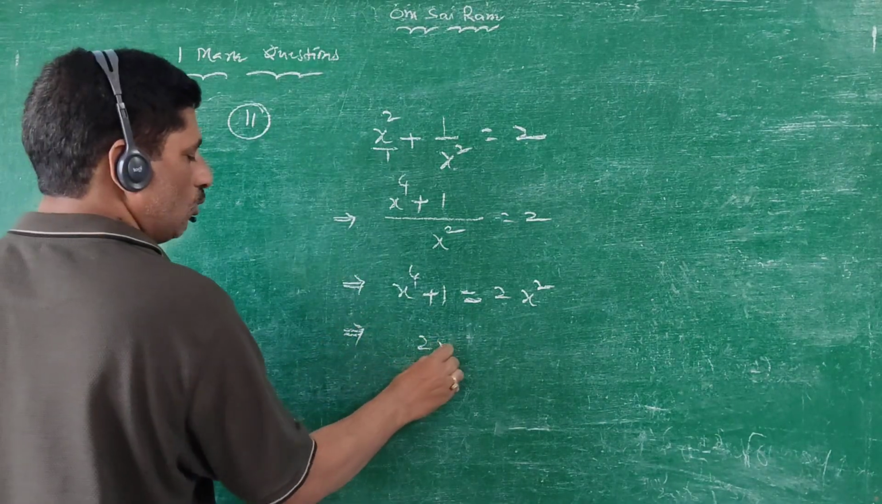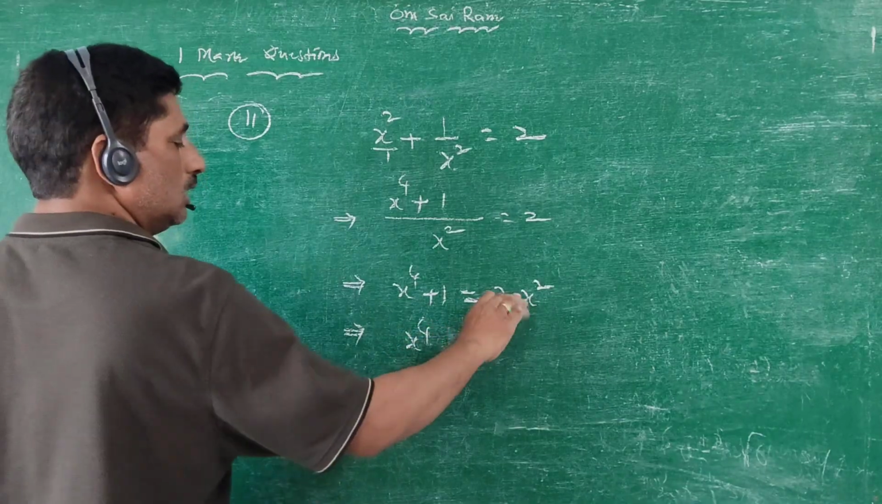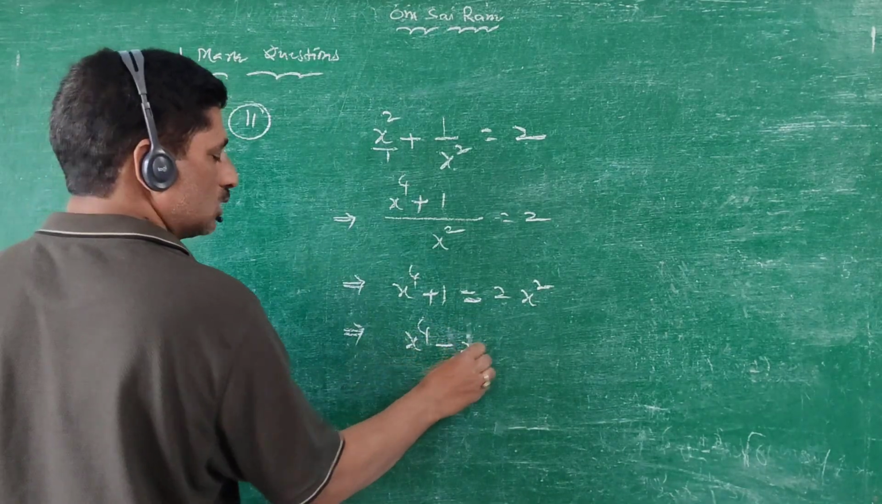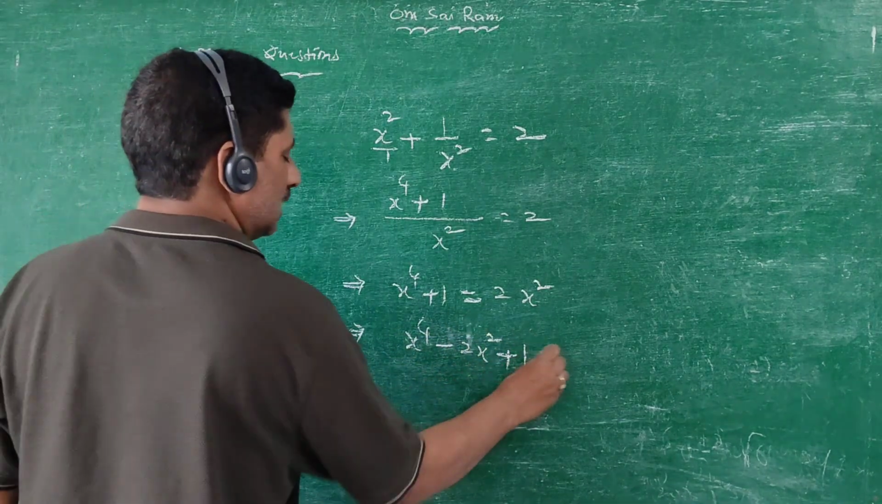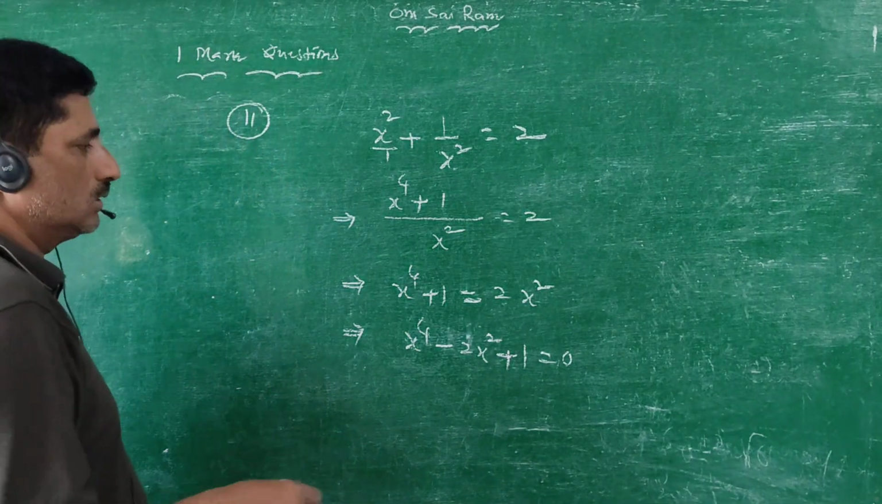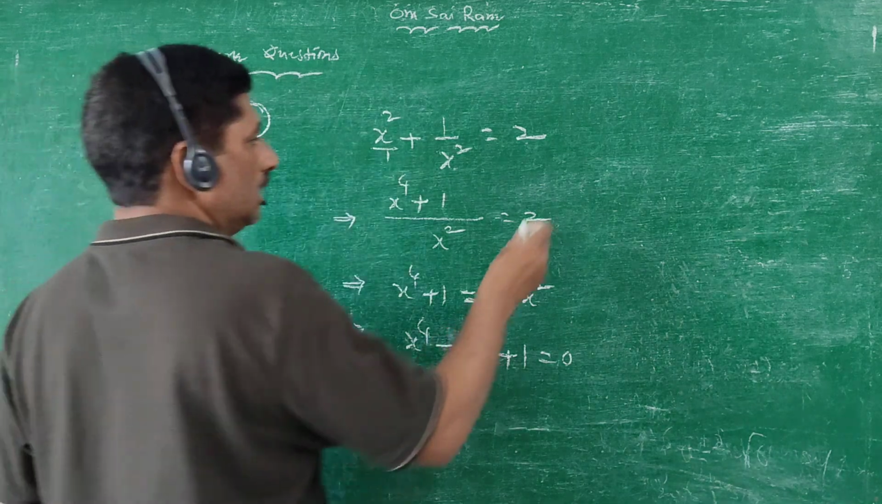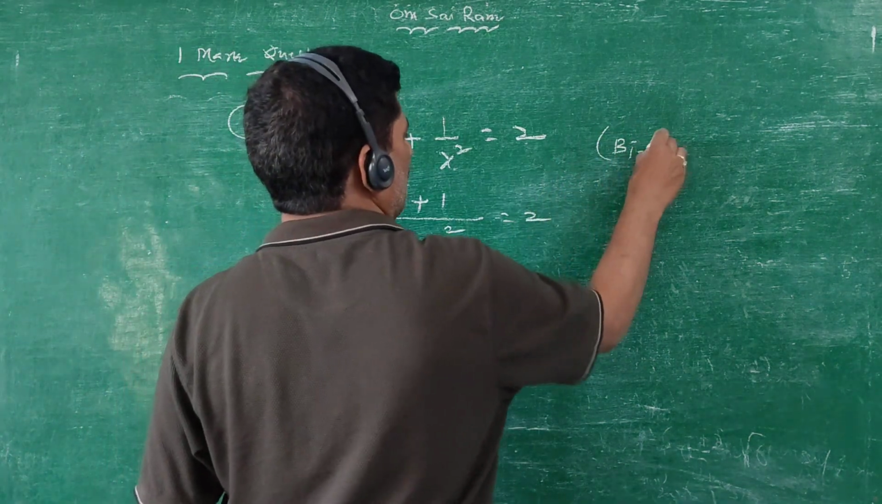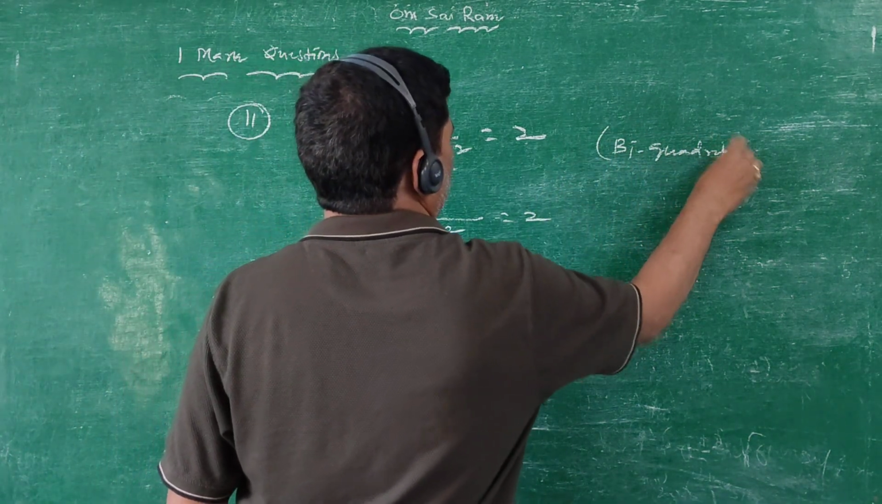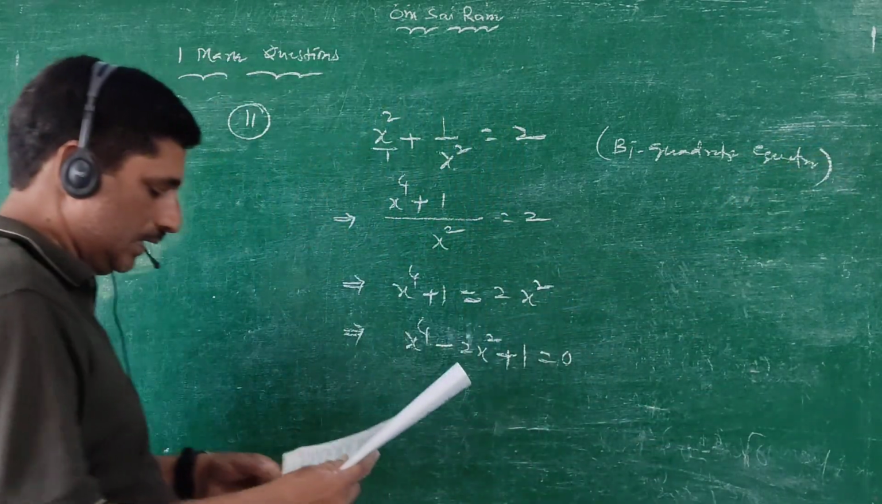Then finally we get the 2x square, x power 4. Now this plus 2x square will transpose to minus 2x square plus 1, that is equal to 0. This is not a quadratic equation. It is a fourth degree, biquadratic equation, not a quadratic, not the degree.